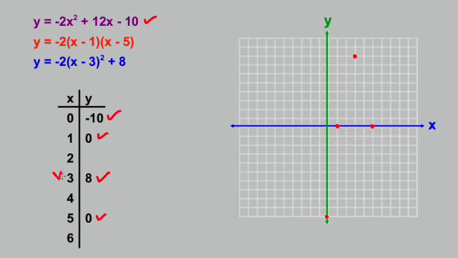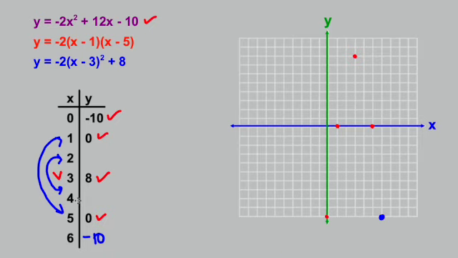Because this is our vertex right here, that tells me that these 2 points, with x equal to 2 and x equal to 4, because they're both 1 away from 3, are going to have the exact same y values, just like these 2 are going to have the exact same y values, 0 and 0. Which means also, if this is 0 comma negative 10, this also must be 6 comma negative 10. And I'm going to put that point right here. So that's my 6, negative 10.